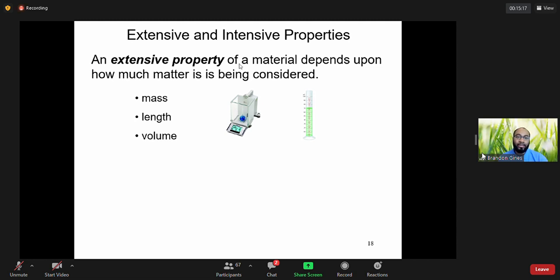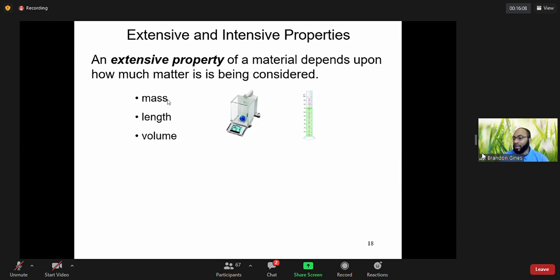Extensive properties of a material depend on how much matter is being considered, right? For example, the mass of a substance, the length of a substance, as well as the volume of a substance. All of these are properties of whatever substance you're studying, but each of them depends on how much material is being considered. So the mass of something depends on how much material is there.